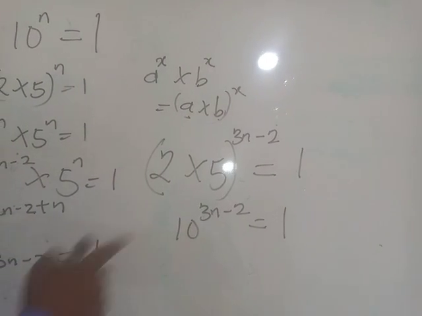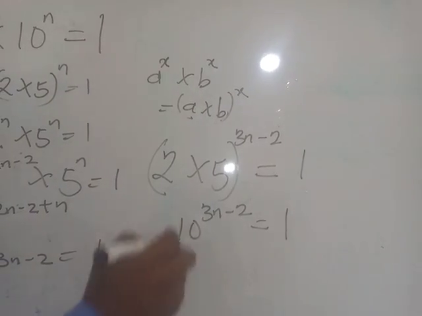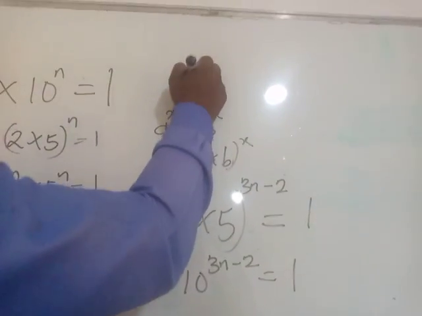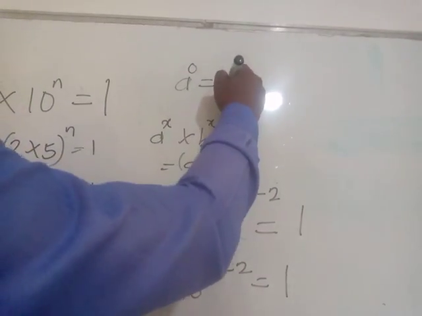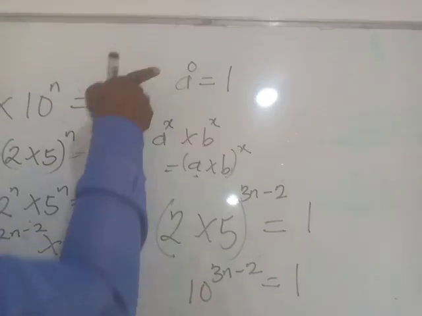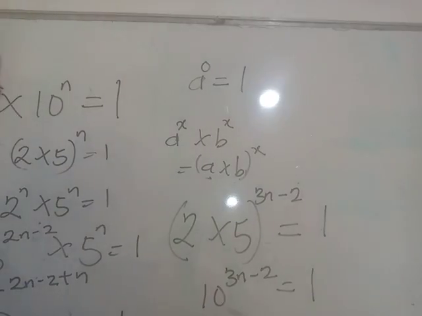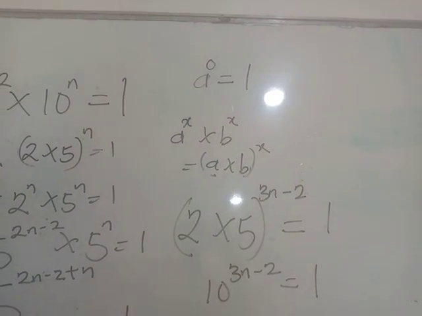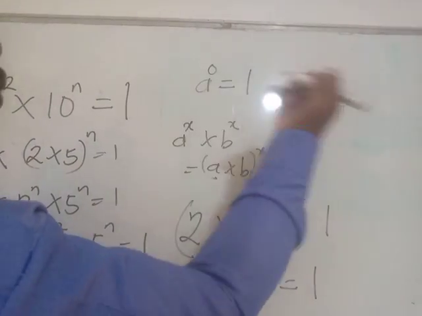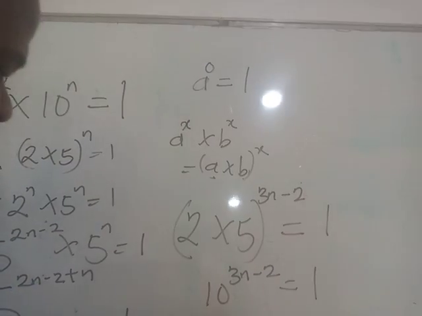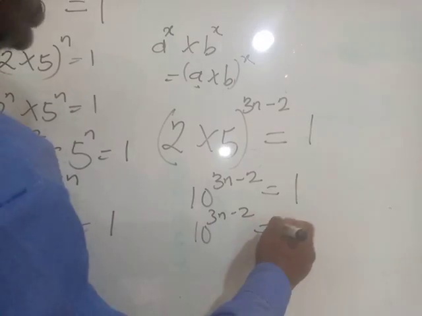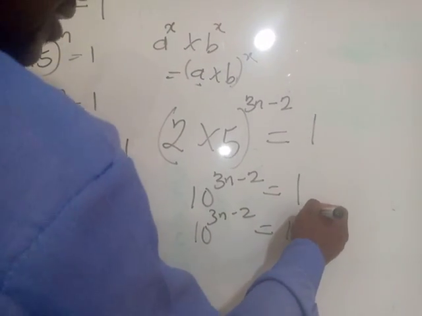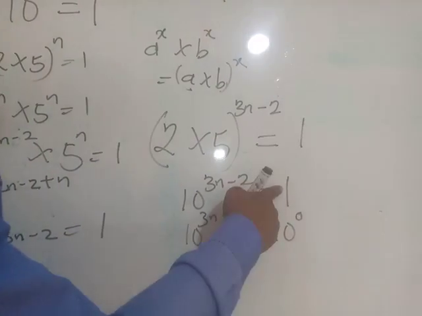I love mathematics. In another law of indices, when a number is raised to power 0, any number raised to power 0 is 1, except 0. So it's not all numbers raised to power 0 that give 1; any number raised to power 0 is 1 apart from 0. So that means I can write 10 raised to power 3n minus 2 equals 10 raised to power 0. 10 raised to power 0 is still 1.